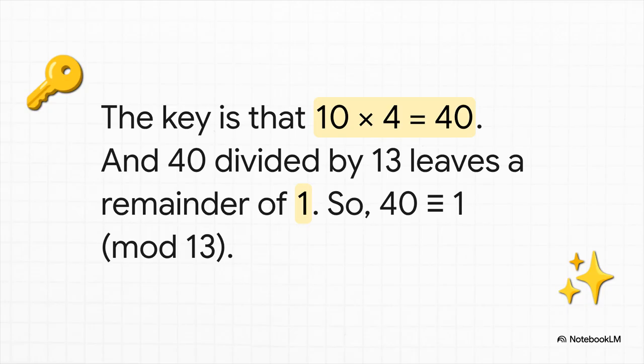So the entire trick, the whole thing, hangs on this one amazing little fact. Because 10 times 4 is 40, and 40 leaves a remainder of 1 when you divide by 13, that number 4 essentially undoes the 10 in the world of mod 13. It's what's called a multiplicative inverse, and it is the secret sauce that makes this entire rule work.